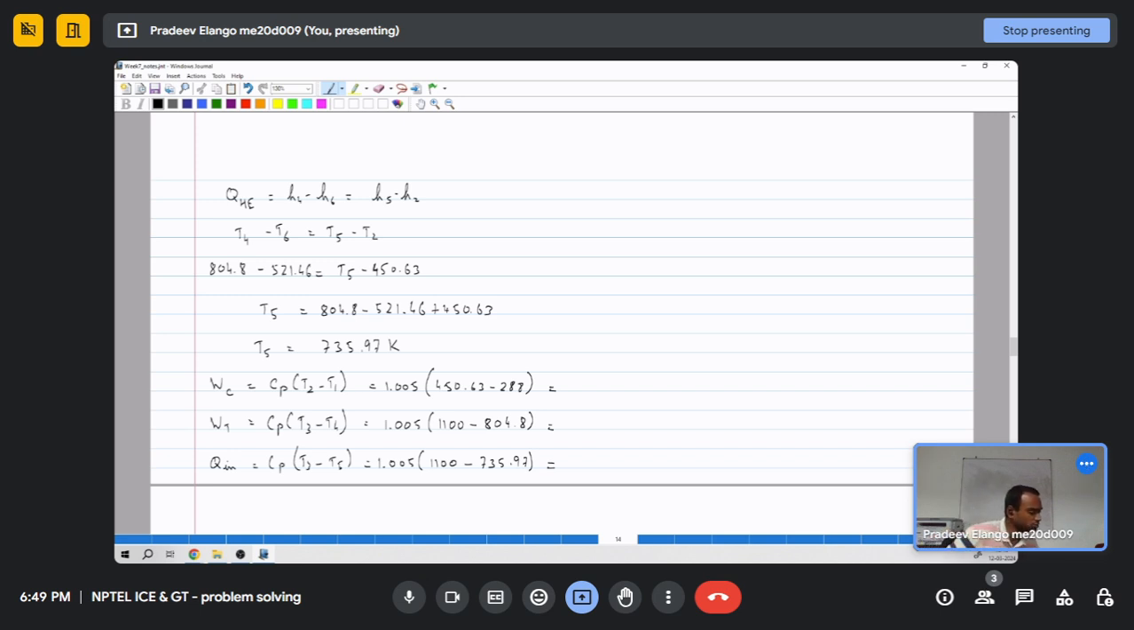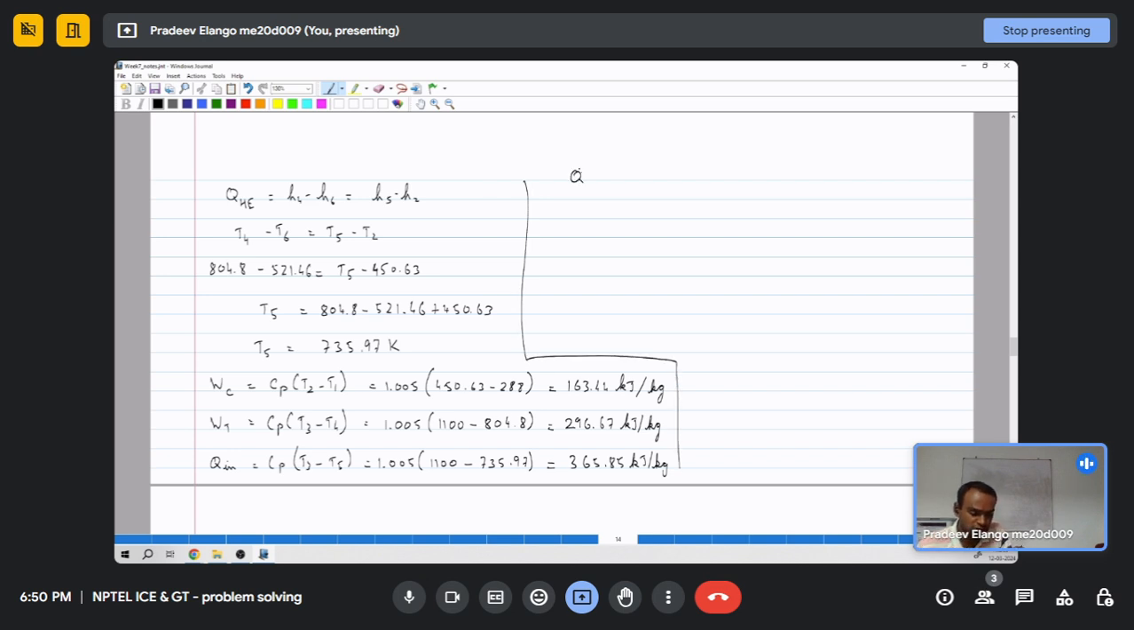WC, the compressor work, is 163.44 kilojoule per kilogram. Turbine work is 296.67. Then the heat added is 365.85.